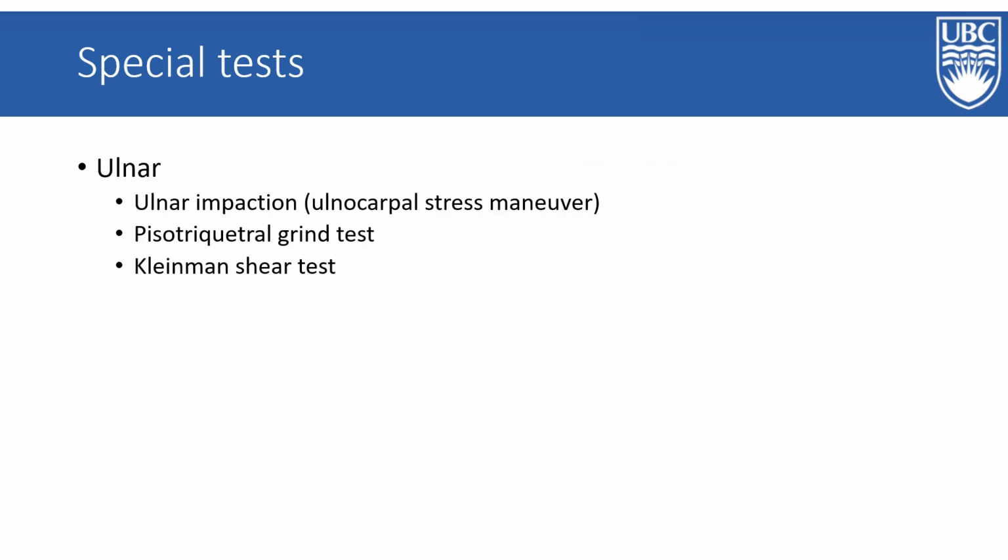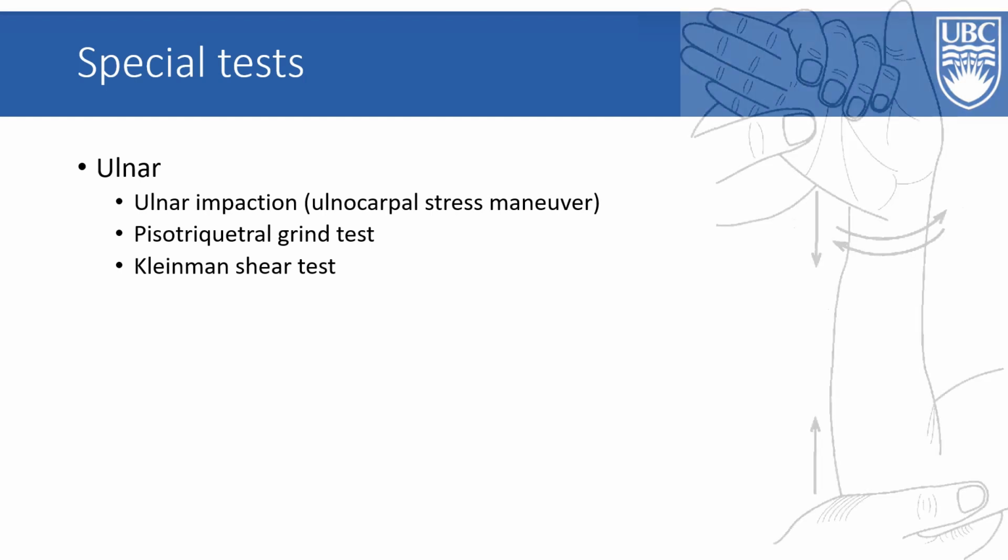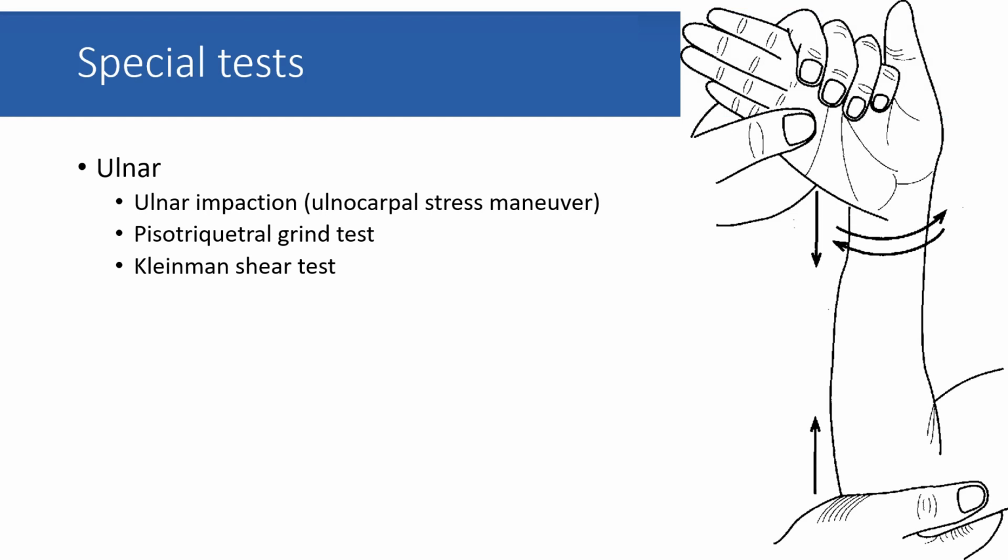For ulnar-sided wrist pain, we should always first rule out DRUJ injuries with the physical exam maneuvers mentioned previously. Ulnar impaction is another common cause of ulnar-sided wrist pain. The ulnocarpal stress maneuver can reproduce this pain. It involves ulnarly deviating the wrist and placing an axial load across the wrist while passively pronating and supinating the forearm. The pisotriquetral grind test is useful in examining the pisotriquetral joint.